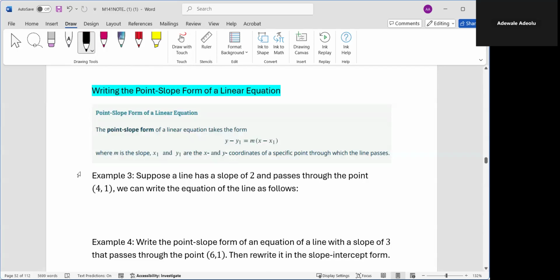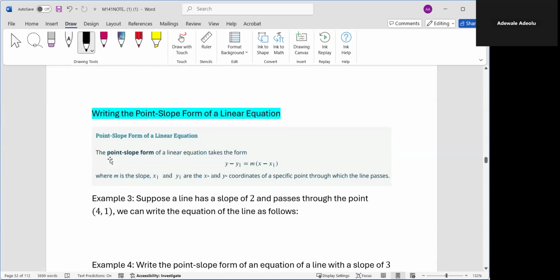Now, we have studied linear functions written in slope-intercept form, but that is not the only form in which we can write the equation of a straight line. Another form is what we call the point-slope form of a linear function.